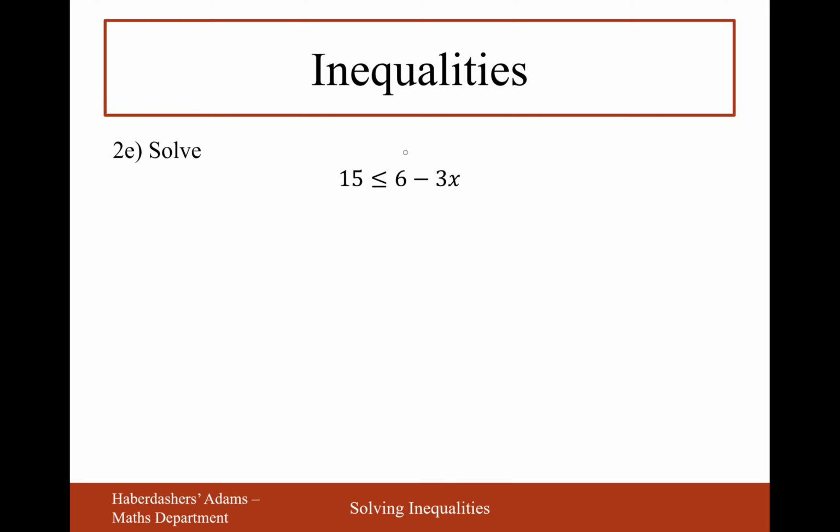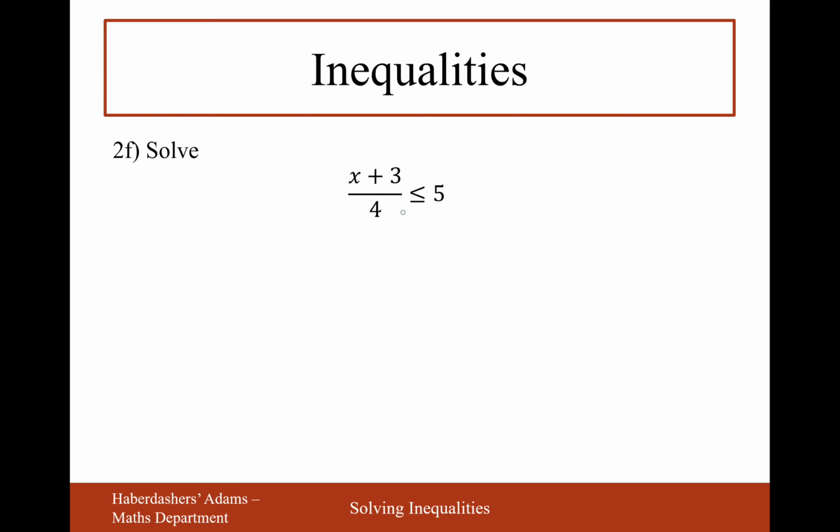Move on to question E. Here the x is negative, so the first thing we should do is add 3x onto both sides. So it's going to be 3x add 15 is less than or equal to 6. Then take away 15 from both sides. So take away 15, that would be 3x is less than or equal to minus 9, x is less than or equal to minus 3.